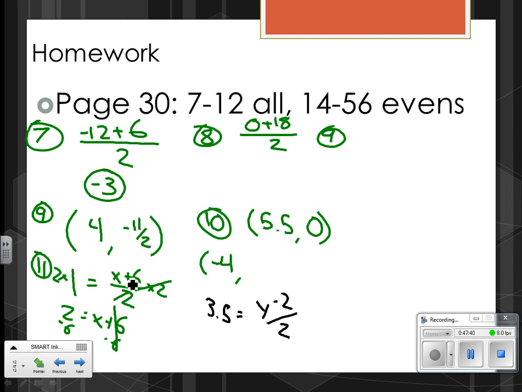Now work it out the same way. How do I get rid of dividing by 2? Multiply by 2. Cancels. Do the same thing over here. If I double 3.5, I get 7, so 7 equals y minus 2, so add 2, y equals 9. So there's your answer. Negative 4, comma 9.